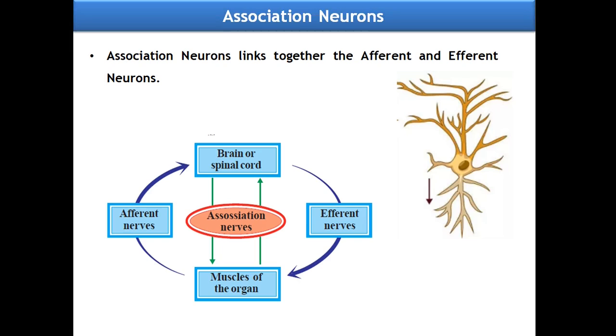And the third one is association neurons. Association neurons link together the afferent and efferent neurons. They connect both the afferent and efferent neurons.